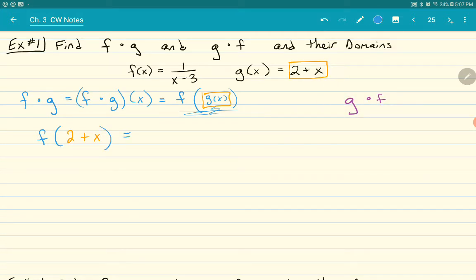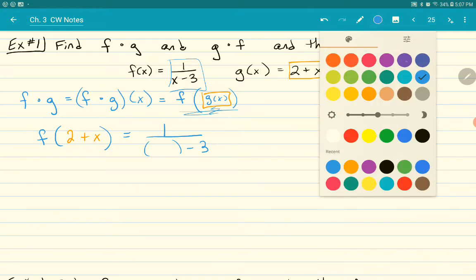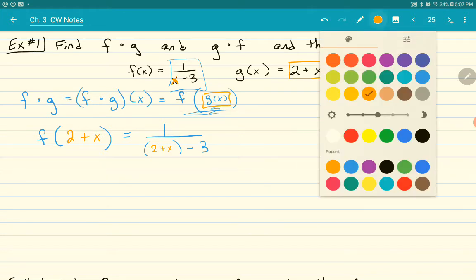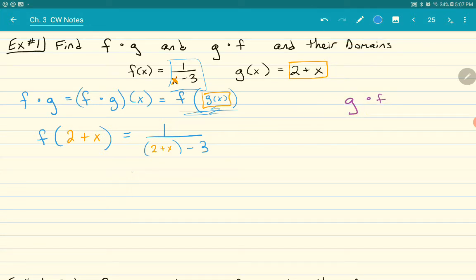Taking f of g of x, or f of 2 plus x, I look at f, which is 1 over x minus 3, and instead of x, I'm replacing that x with g of x, or 2 plus x. Simplifying that, that's 2 plus x minus 3, so that gives me x minus 1.